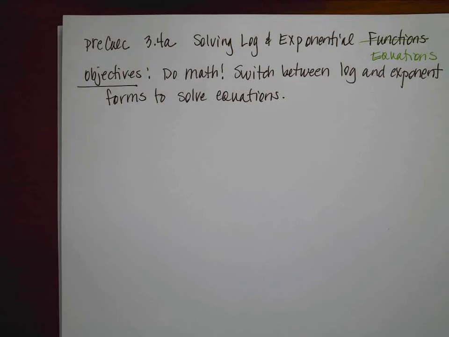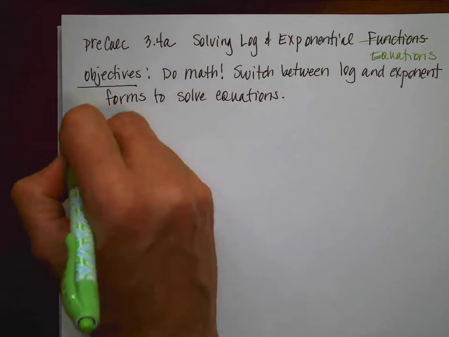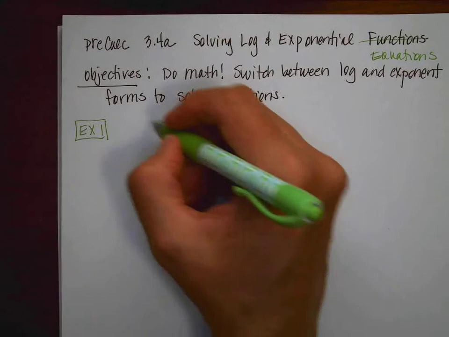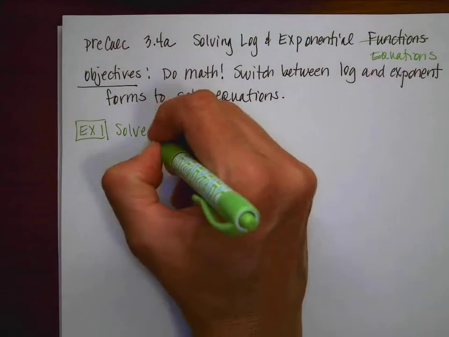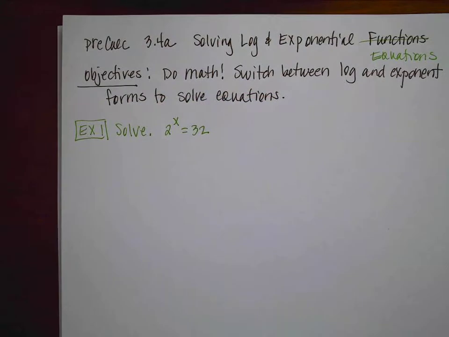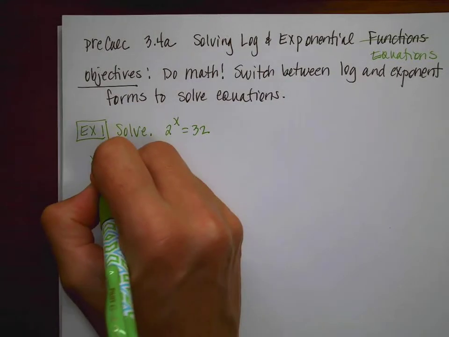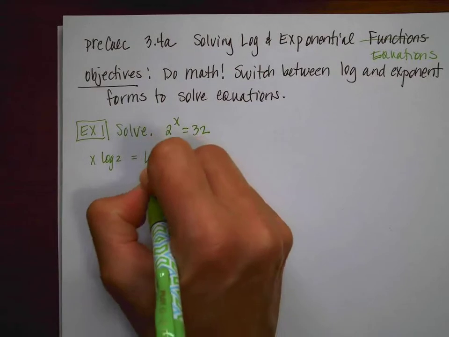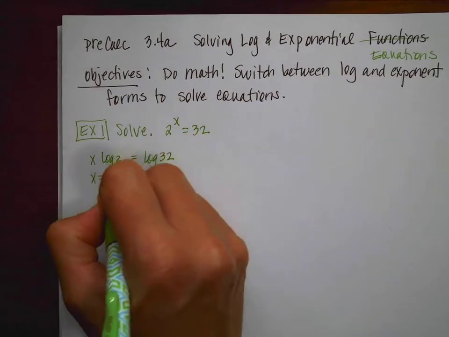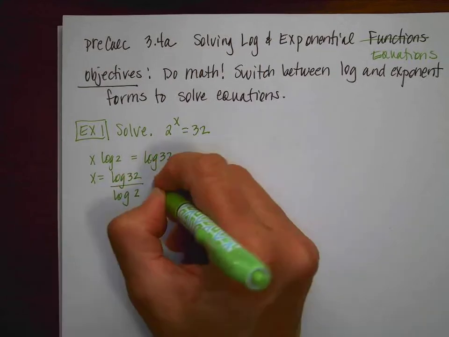Alrighty, so we're going to do some examples today, and then we will do more examples tomorrow. Oftentimes, when I am solving log or exponential equations, I just bounce back and forth between the two forms. So this one is going to be an exponent form. I could solve this with logs. I could take the log of both sides. Let me show you. So I could say x log 2 is equal to the log of 32, and x is the log of 32 divided by the log of 2, and I would get 5.